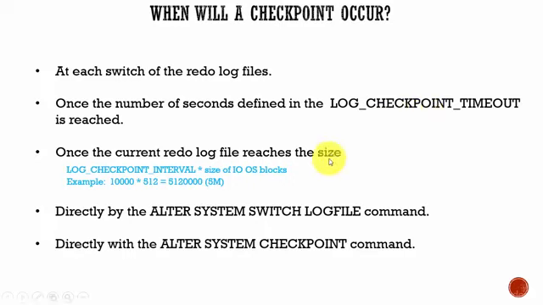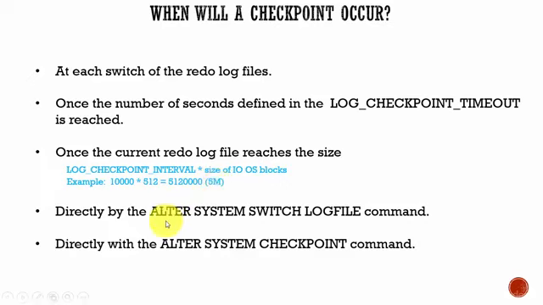The third one, once the current redo log file reaches the size of the log checkpoint interval parameter times the size of OS blocks. If the OS block size is 512 and the log checkpoint interval parameter is set to 10,000, then once the current redo log file reaches 5 MB, a checkpoint occurs.